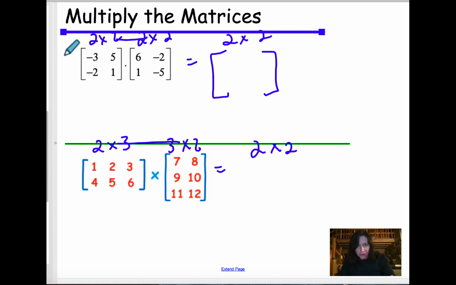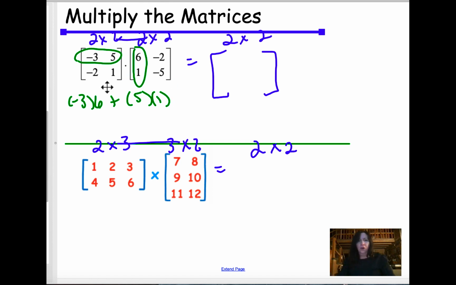And so we're going to work on this. These are my rows, and these are my columns. So to find this value on the top, that's going to be row 1, column 1. So that's going to be row 1 this way times column 1. So that'll be -3 times 6 plus 5 times 1. So going across, that's -18 plus 5, which is -13. So that's -13.